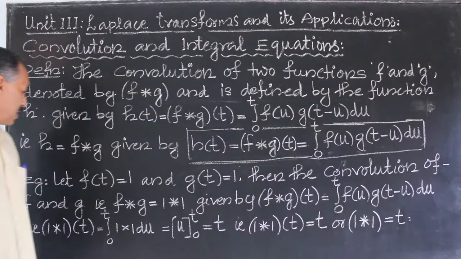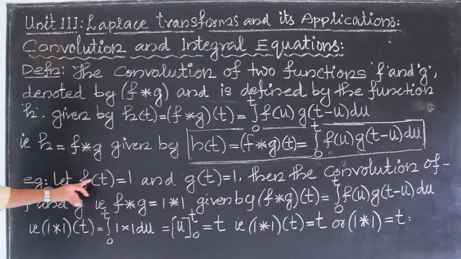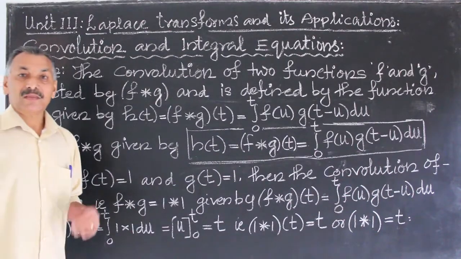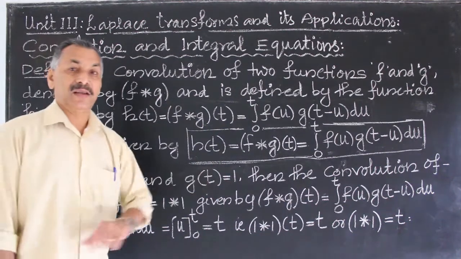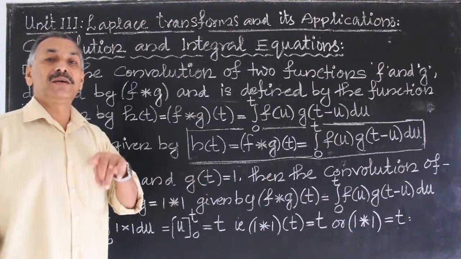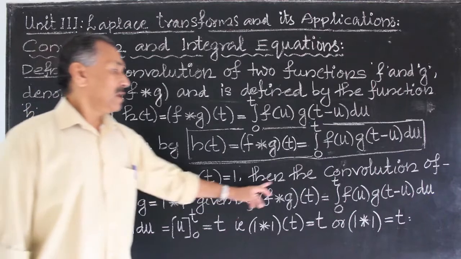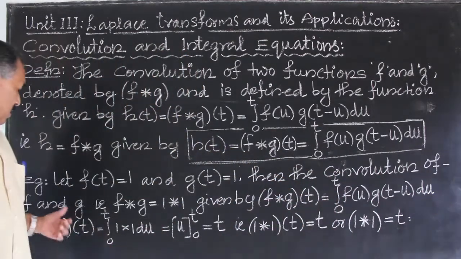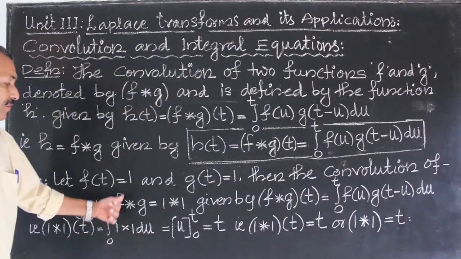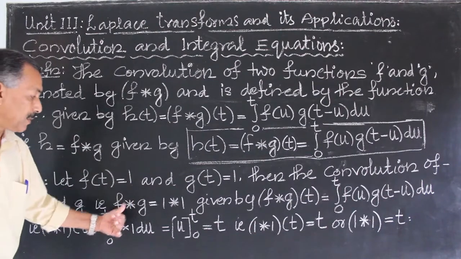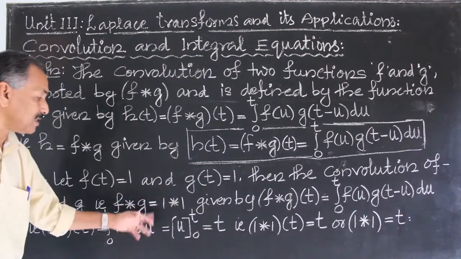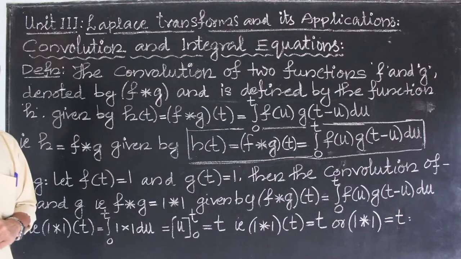For example, consider f of t equal to 1 and g of t equal to 1. Then what is the convolution of f and g? f of t is equal to 1, and g of t is equal to 1, and f star g means 1 star 1.